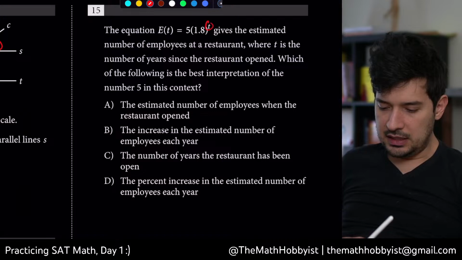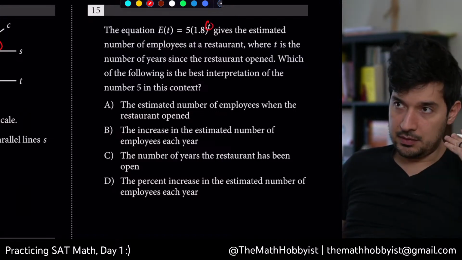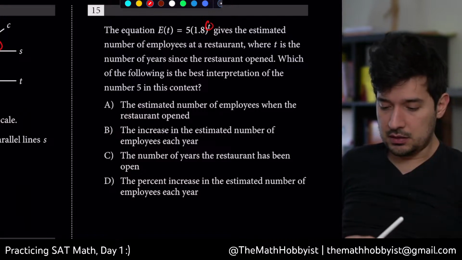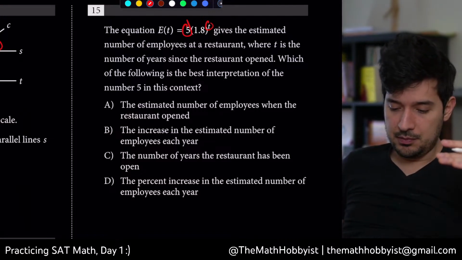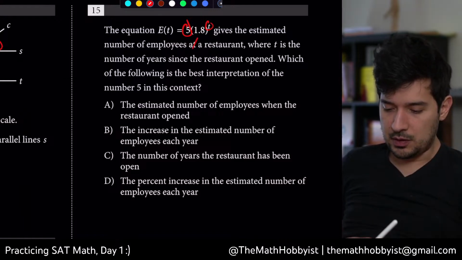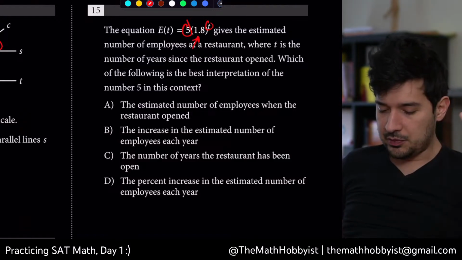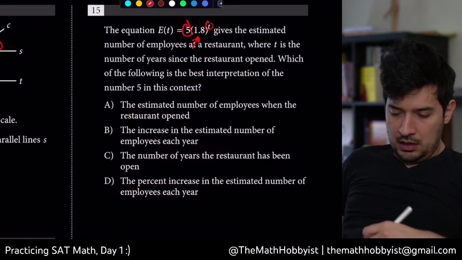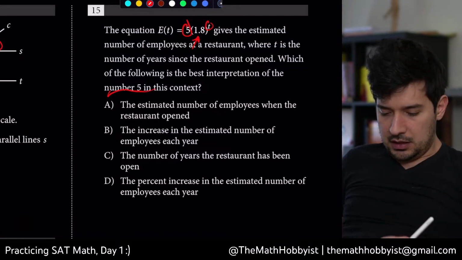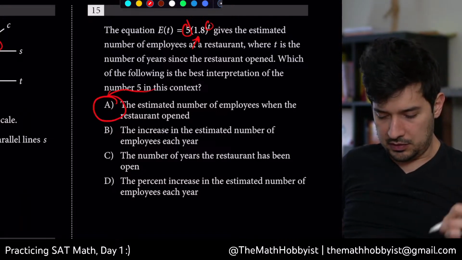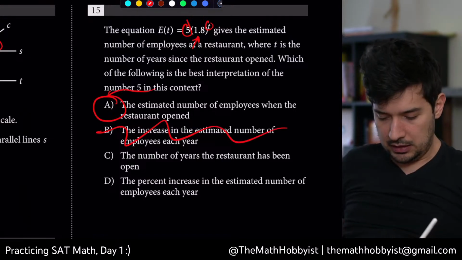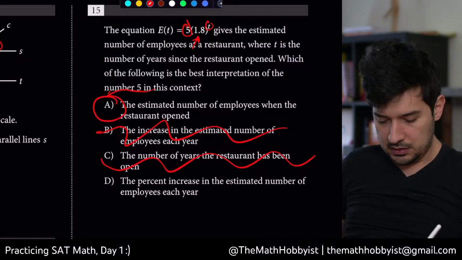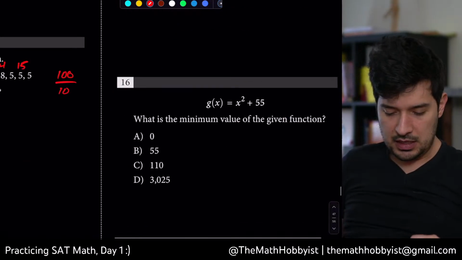Yeah, so when t is 0, like at the beginning of time in this problem, then there should be 5 employees. And so this is some kind of growth factor of exponential growth on the number of employees. So it's asking, what does the number 5 mean? And I think it's A. It's not an increase. It's not the number of years. Years is time, t, percent increase. No. Yeah, it's A.